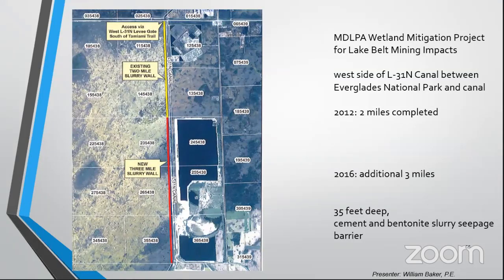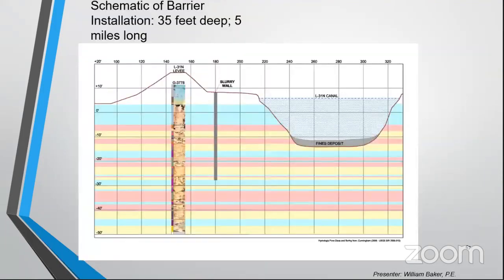So this is our MDLPA wetland mitigation project. It was constructed to offset impacts in the Lake Belt region for mining. It's at the west side of the L31 Canal, right adjacent to Everglades National Park. And just to the north there, you can see the L29. So it goes from the L29 5 miles to the south. We completed 2 miles in 2012 and then another 3 miles in 2016. This is a 35-foot deep cement and bentonite slurry wall. You can go to the next slide, please.